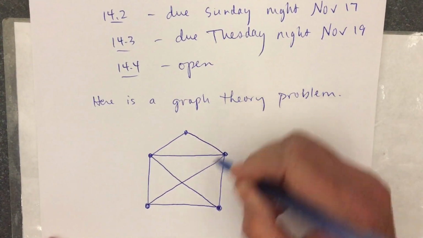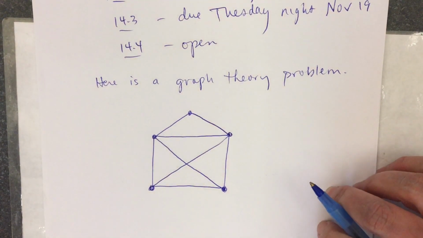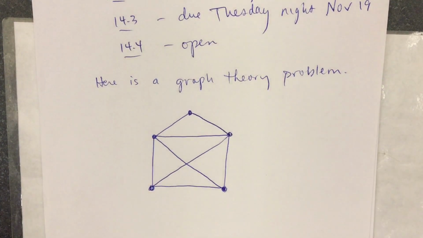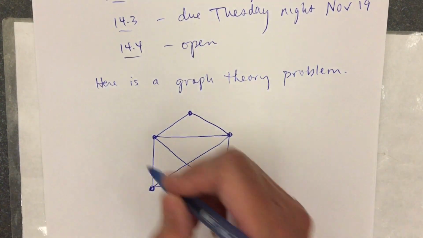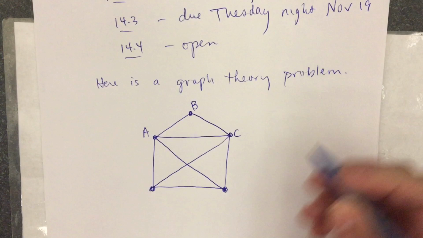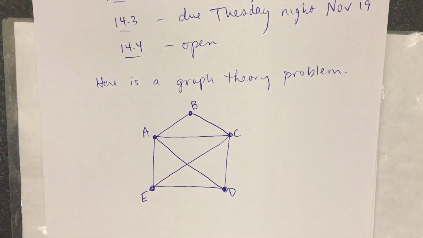I did not put a dot in the middle where the 2 lines cross. The dots are generally labeled with letters. They'll use capital letters. I suppose we could use lowercase, but they typically default to capital letters. So I just used A, B, C, D, E.